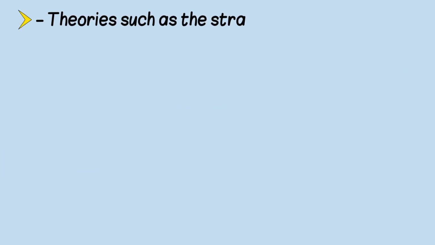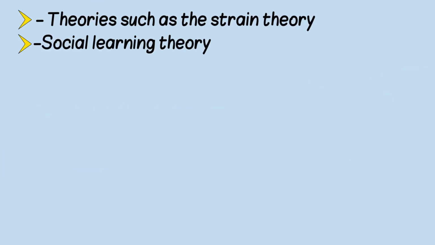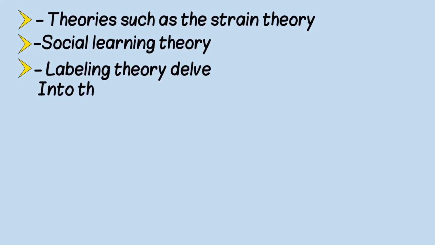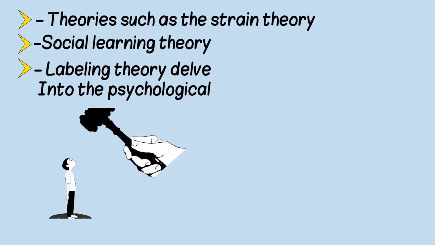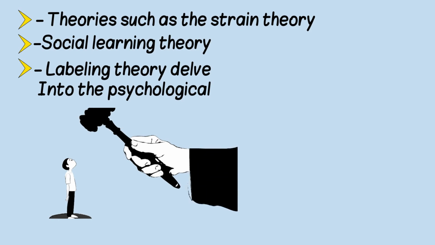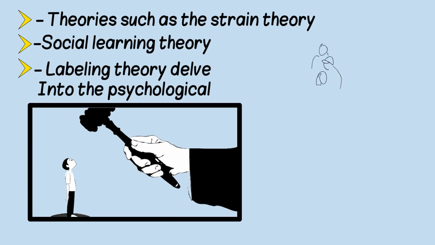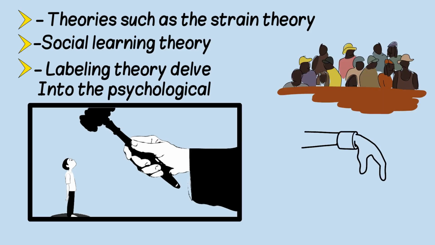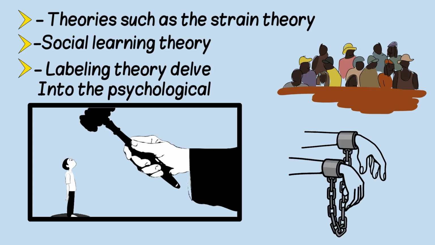Theories such as the strain theory, social learning theory, and labeling theory delve into the psychological, social, and structural factors influencing juvenile delinquency. Strain theory suggests that young individuals may turn to crime due to frustration from unachieved goals. In contrast, social learning theory emphasizes the role of environment and learned behavior in shaping criminal tendencies.